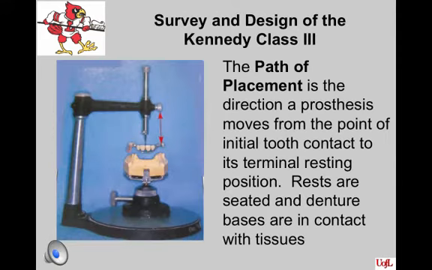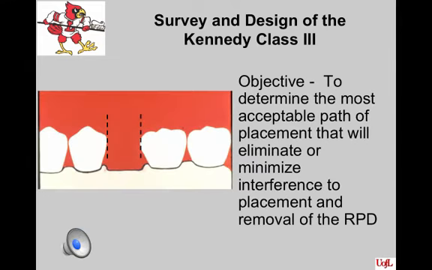We are going to begin to talk about the survey and design of the Kennedy Class 3 cast. We need to know our goal for the exercise, but we need to know a definition before continuing. The path of placement is the direction a prosthesis moves from the point of initial contact to its terminal resting position. It is the point where all rests are seated and the denture bases are in contact with the tissues.